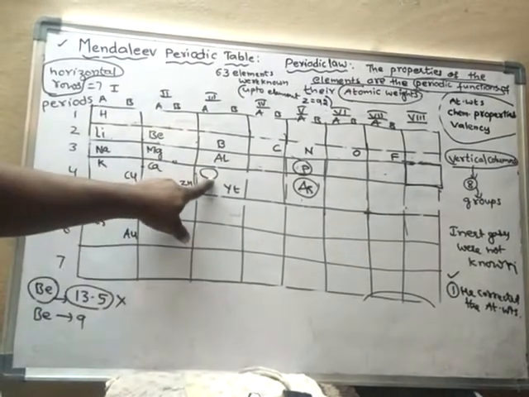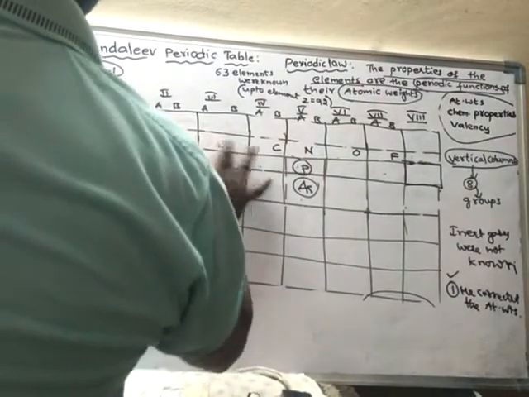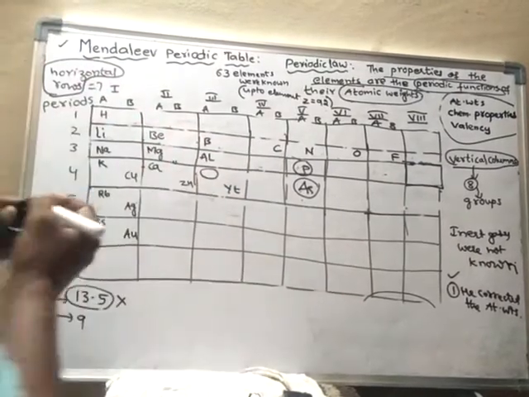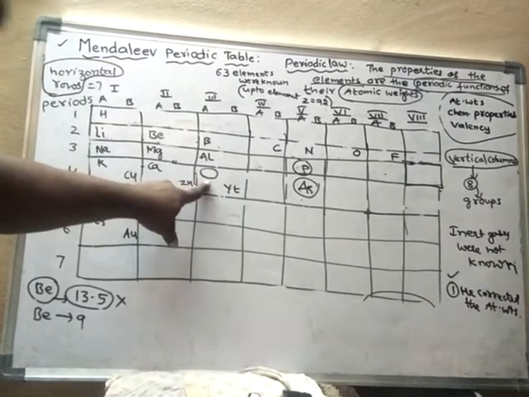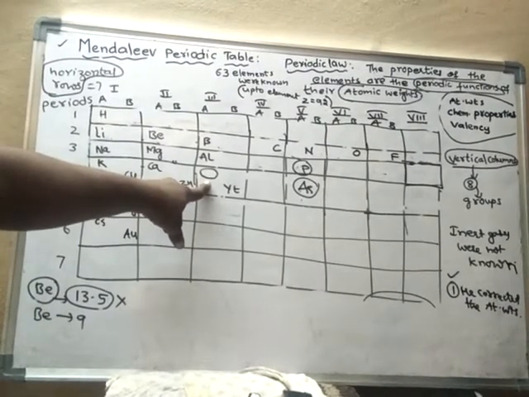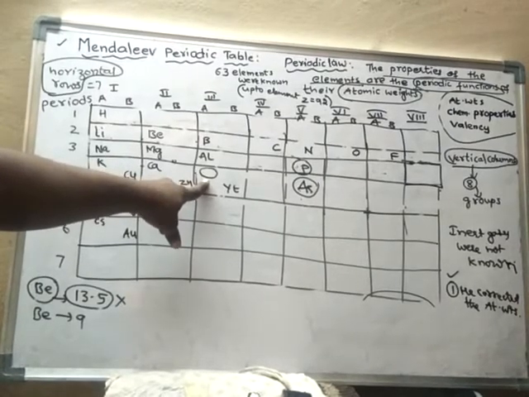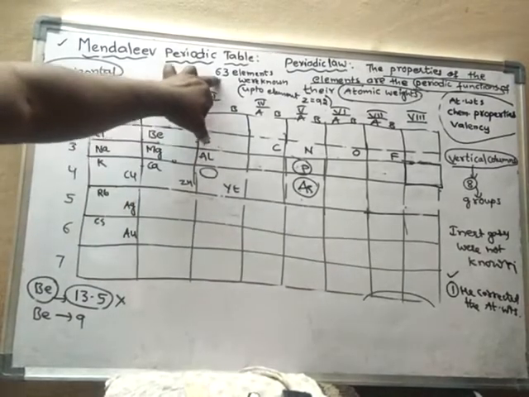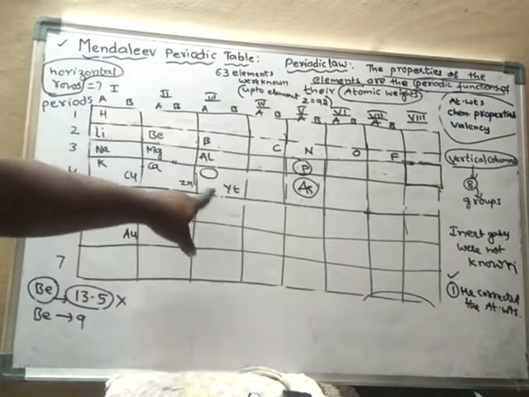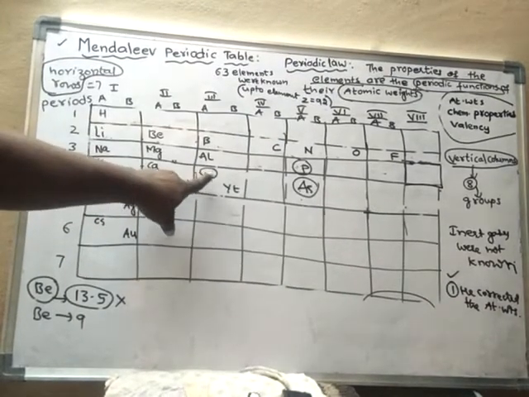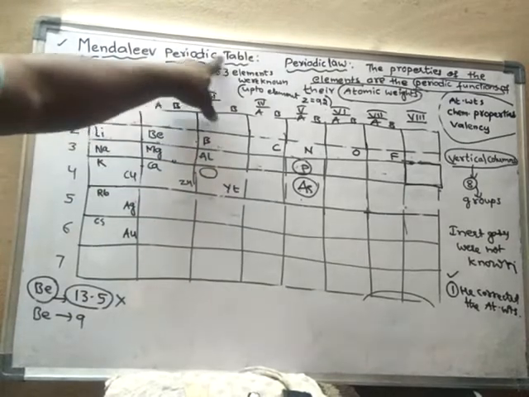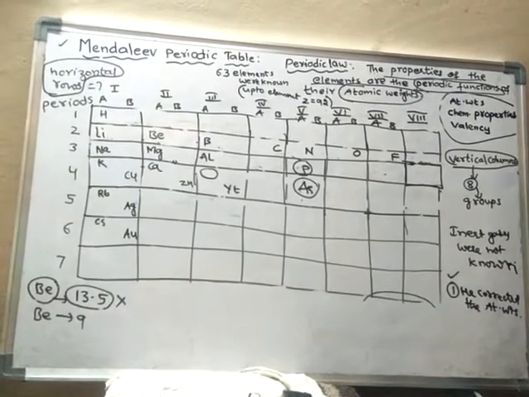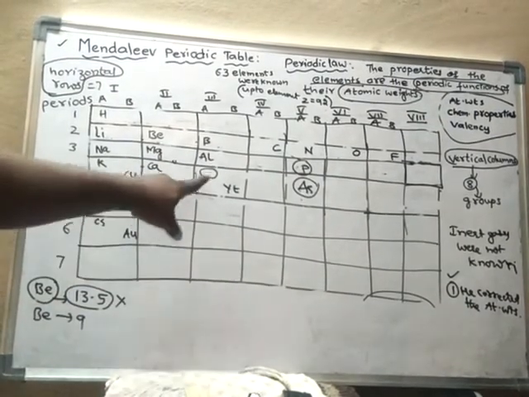For example, he left a gap here. Somewhere here he left a gap, and he said that he had calculated the atomic mass of this element, and that the element is not missing. So we know only 63 elements, and one element should be placed here. That element is not present in these 63 elements. That element is not yet discovered. So in the future, scientists will discover that element, he said.